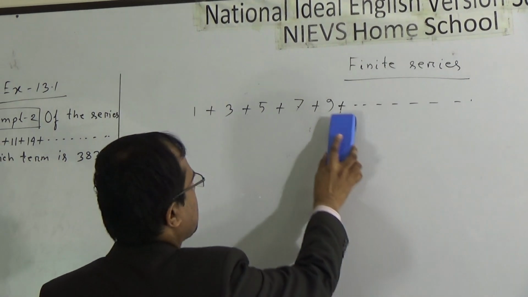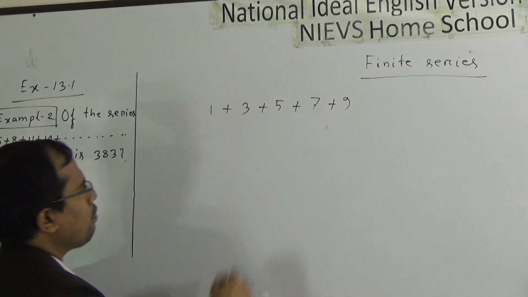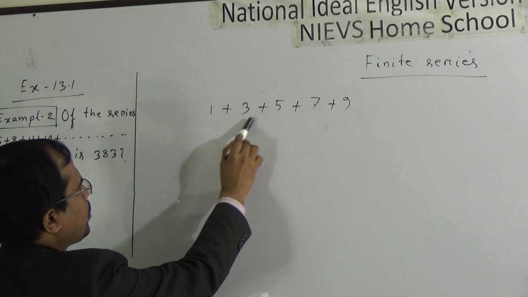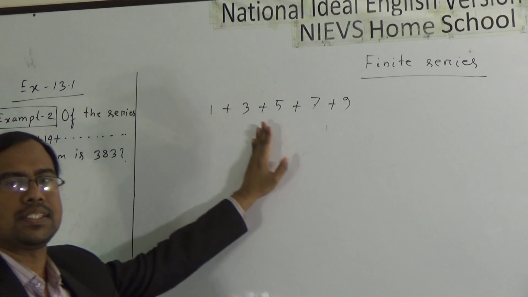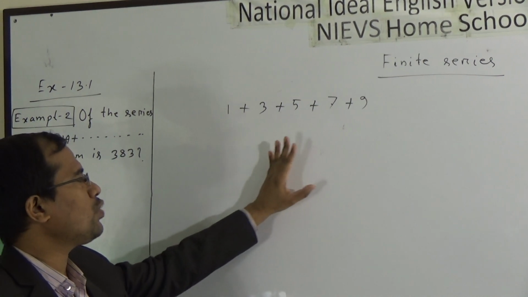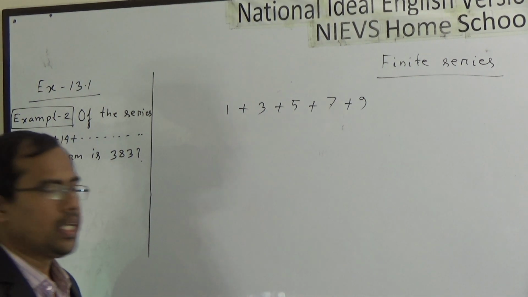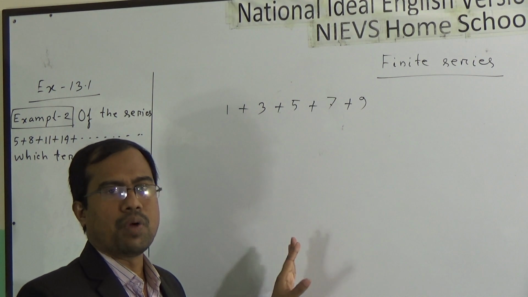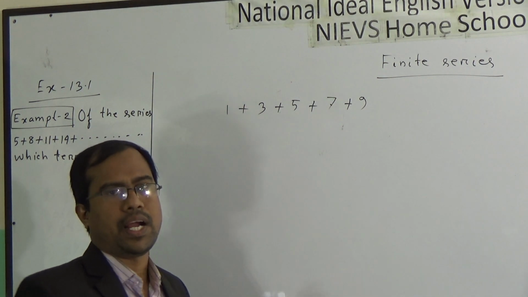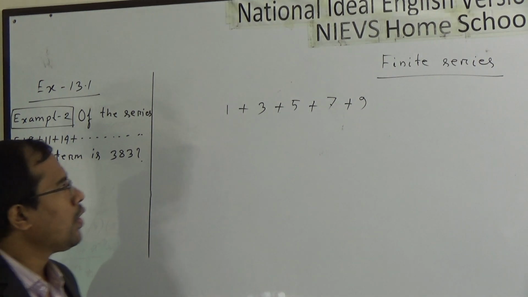If we erase this part, here we can easily say how many terms exist here? 1, 2, 3, 4, 5. Total 5 terms exist in this series. And in this case, we can say that this is a finite series. Dear students, there are two types of series. One is arithmetic series and another one is geometric series.